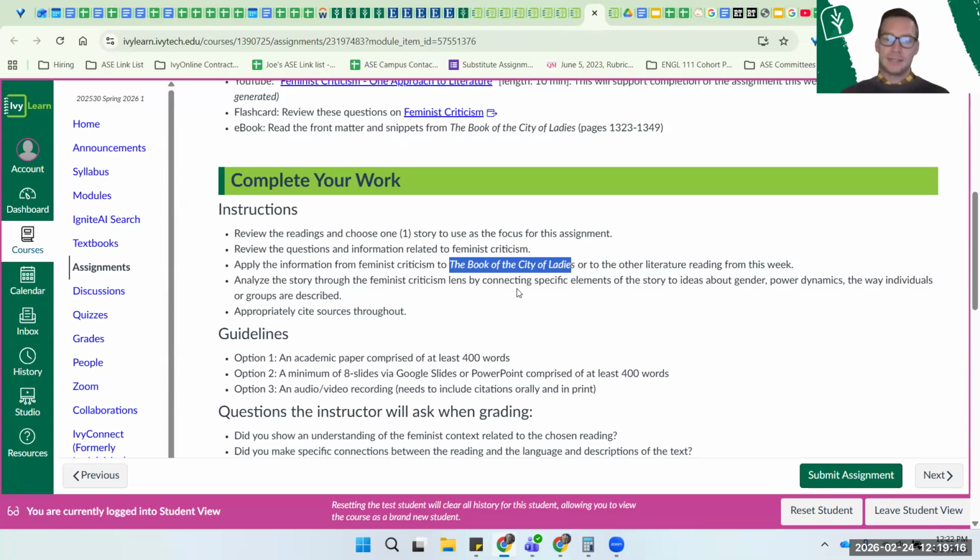And then we're going to work to analyze that story through a feminist lens, thinking about how certain areas of the text, how can we look at those and make some claims about them in relation to gender, power dynamics, so power dynamics between men and women in particular, and then the way individuals or groups are described. So how are men described? How are women described? That's a core question within feminist criticism.